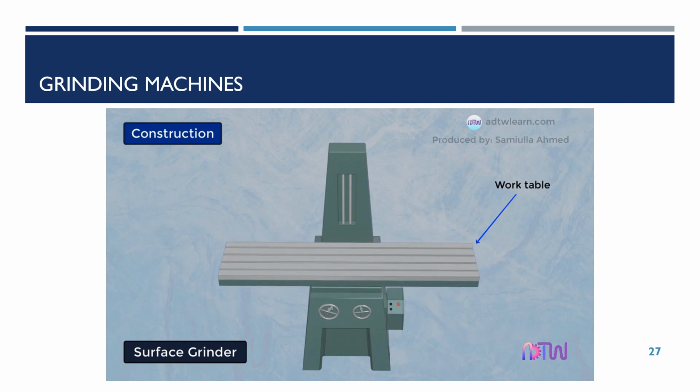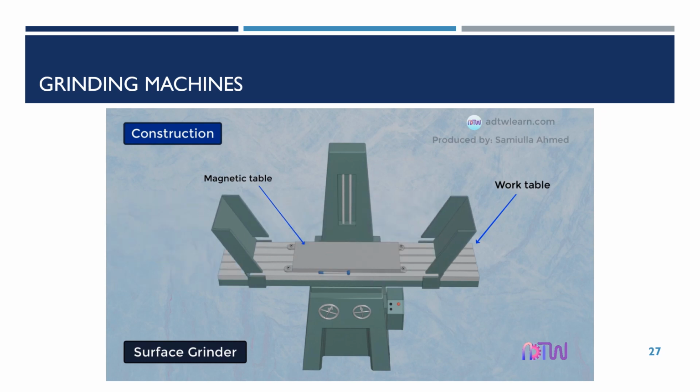Work table. The work table helps in holding the job which is to be ground. Above the work table, there is a magnetic table, which magnetizes and holds the workpiece in a fixed position. These are the splash guards, which prevent the sparks from going out and hitting something besides the machine. This is the column, inside which the driving mechanism is placed.